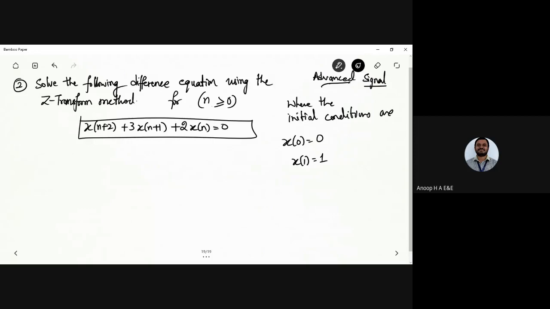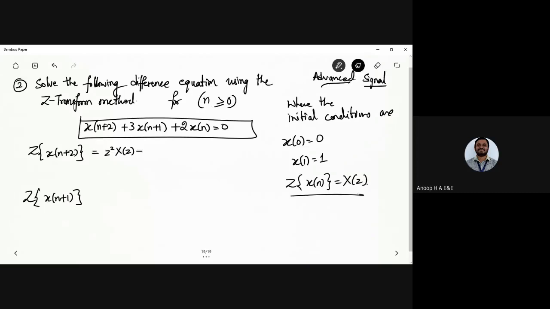Okay, so as I already told you, Z transform of x of n would be equal to X of z there. Now the Z transform of the advanced sequences, let me write down here: Z transform of x of n plus 2, Z transform of x of n plus 1. We know that Z transform of x of n is said to be X of z. So now the advanced sequences are written like this: z squared X of z minus z squared x of 0 minus z times x of 1.